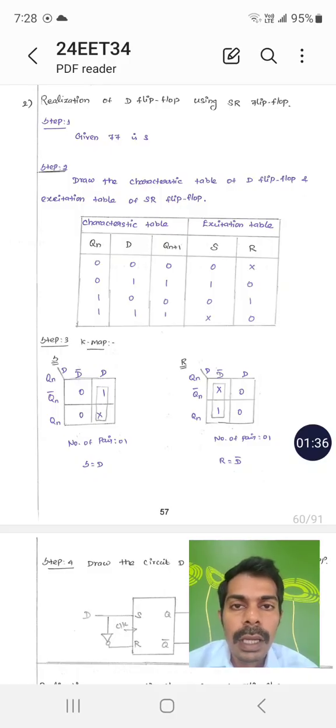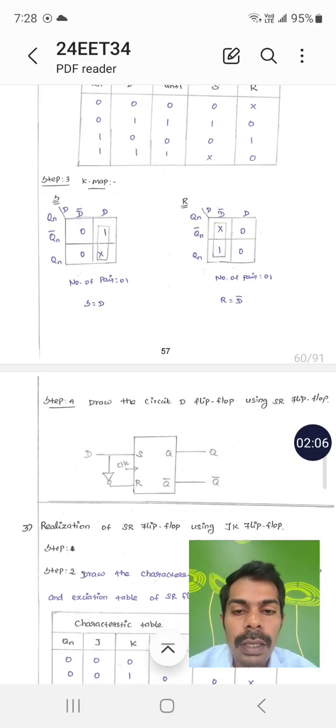And step 3, we have to do the K-map for the excitation table of SR flip-flop, and the inputs should be considered as Qn and D. So the K-map should be written as 0, 1, 0X. Similarly for R. So the number of pairs is 1. So S is equal to D, R is equal to D bar.